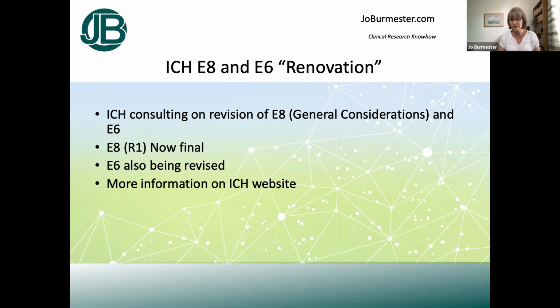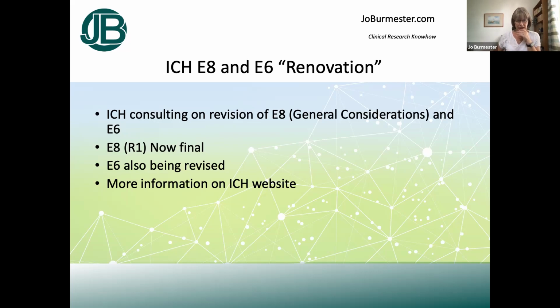There is obviously loads more information on the ICH website. And all I can do this afternoon is just give you a very brief overview of some of the key changes and the implications for running clinical trials.